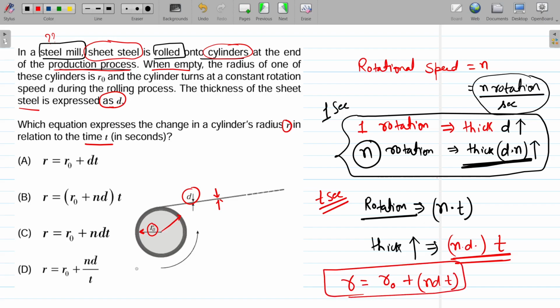Let us select the option. So option C is the best option to represent this situation. So the answer should be C. Thank you.